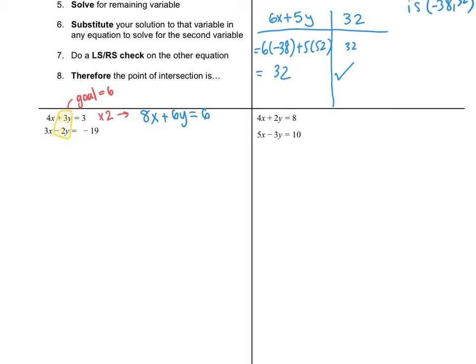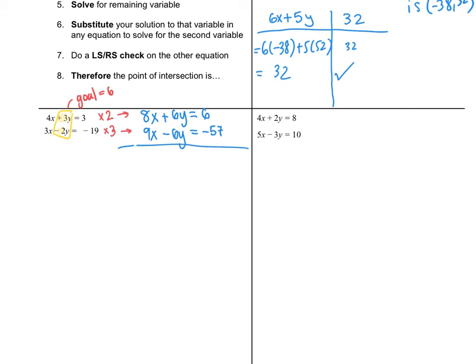For the next one, I have 2y. To turn 2y into 6y, I need to multiply by 3. So you're pretty much multiplying each equation by the other coefficients. That's what you can do when in doubt. So 3x times 3 is 9x, negative 2y times 3 is negative 6y, and negative 19 times 3 is negative 57.